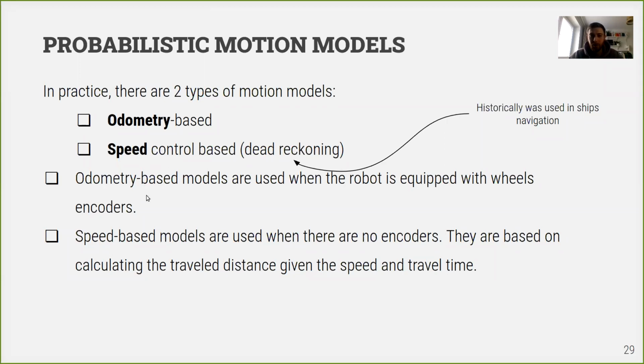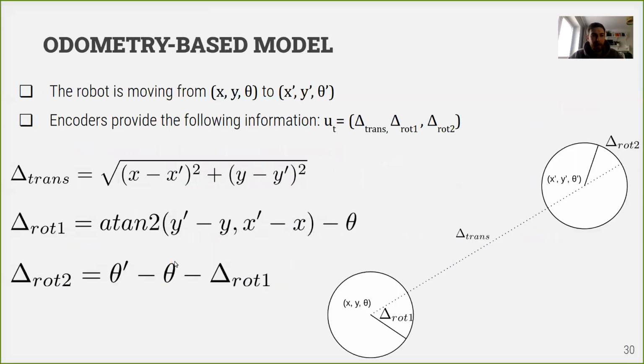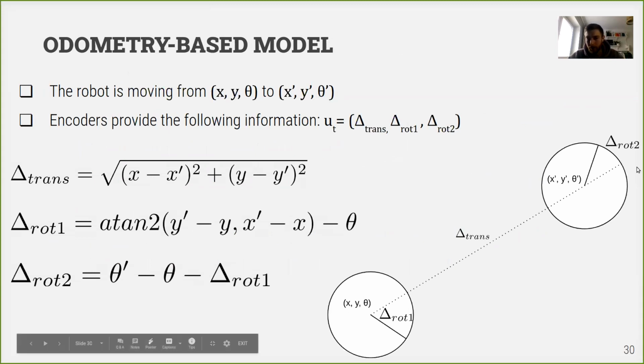Odometry-based is simpler. If we have encoders, we can use it. If we don't, we can use speed-based model. So what is odometry-based motion model? Let's imagine we have our robot, which moves from coordinates x, y, theta to x dot, y dot, and theta dot coordinates. So here on the image, you can see that this is initial pose of the robot, and this is a new pose of the robot.